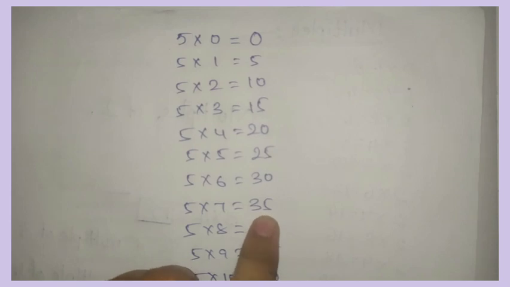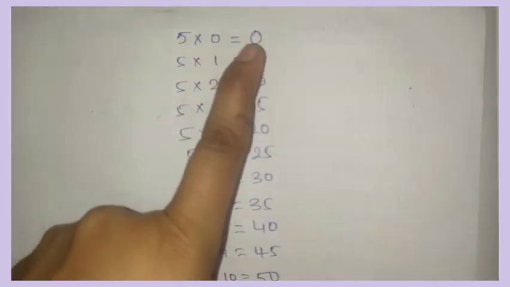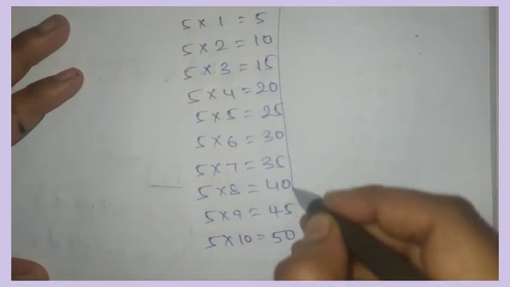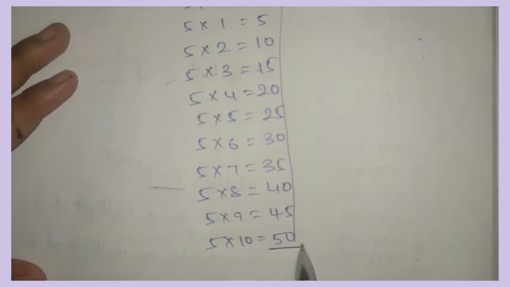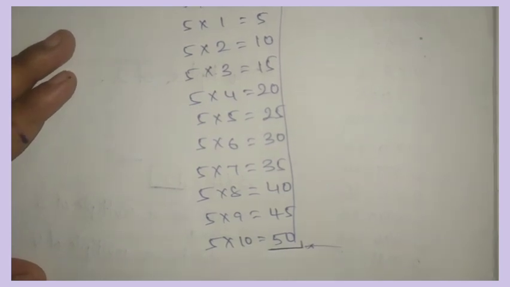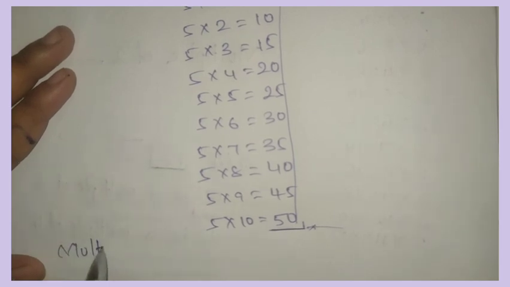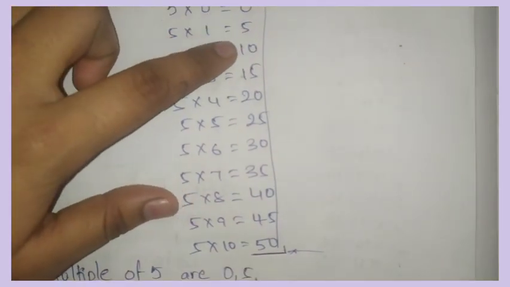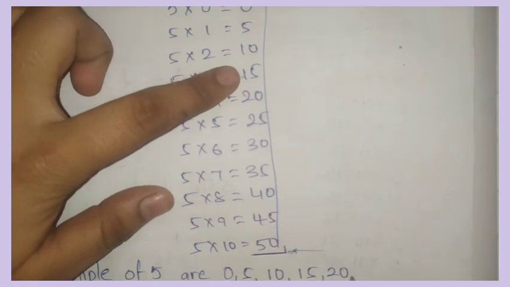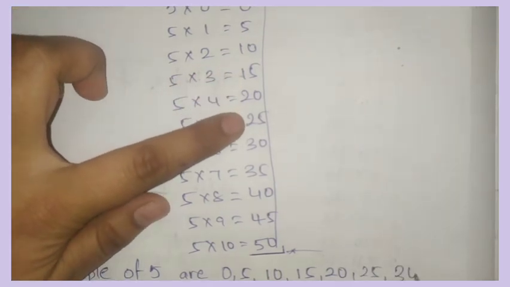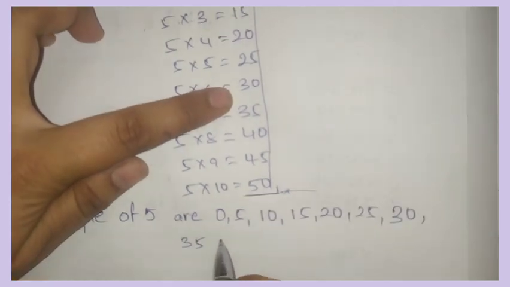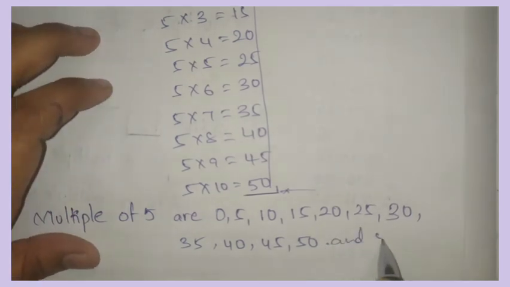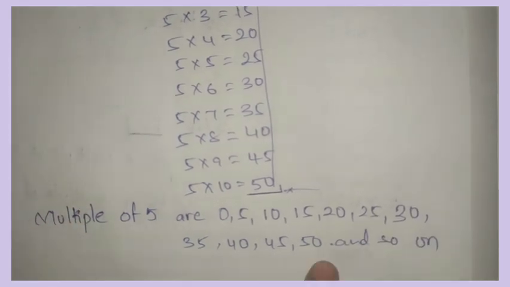Thus we get a series of multiples by multiplying the given number by other numbers. This series is called the multiples of 5. Only up to 50 is there? No. We can write so many multiples. The multiples of 5 are 0, 5, 10, 15, 20, 25, 30, 35, 40, 45, 50 and so on.